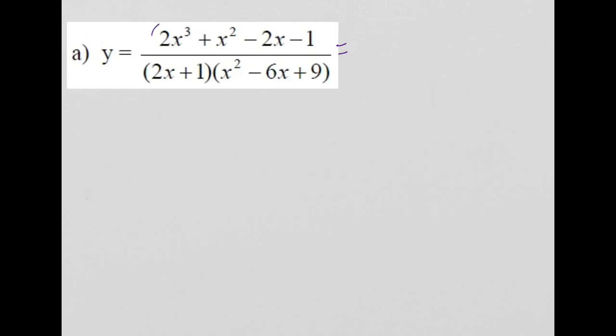So look at these first two terms and see what they have in common. Well, they both have an x squared. So we're going to pull out an x squared, and we're left behind with 2x plus 1. Just like that. Oh, hey, look, that's in our denominator. Interesting.